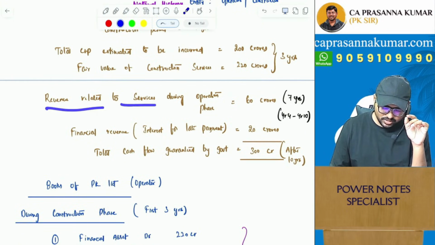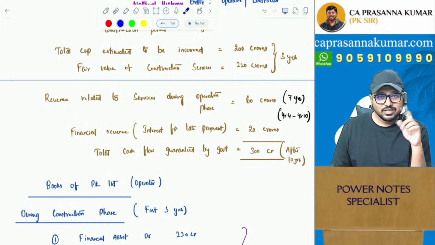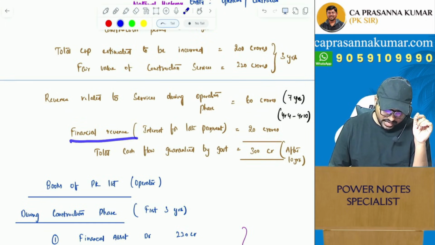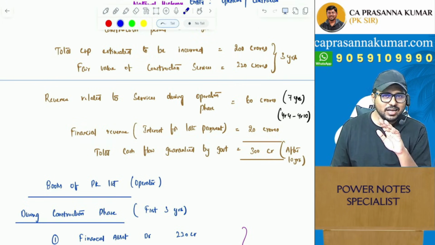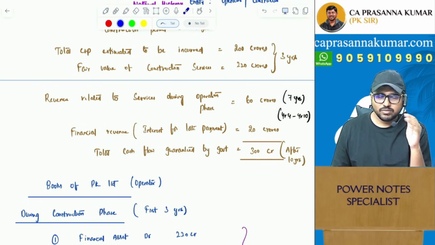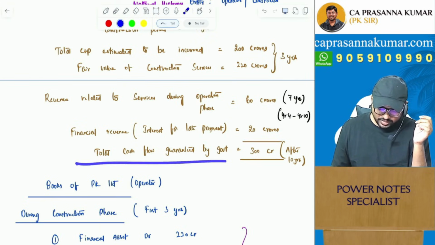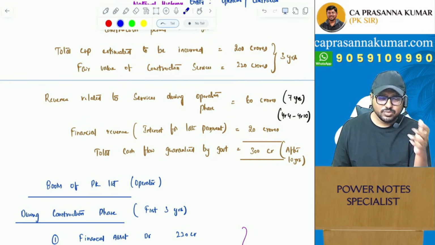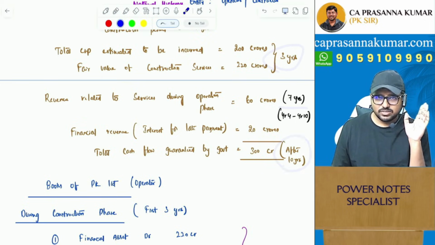Revenue related to the services during operation time is 60 crores, and that will be for a 7 year period, paid by the government. Financial revenue is nothing but interest for late payment, because it is the government or the grantor. You will never get your money on time, so they will always delay, and once they delay, they'll also have to pay you interest. So the total cash flow generated by the government is 300 crore, which has to be paid to the entity eventually after 10 years: 3 years for construction, 7 years for maintenance. Clear? Which means you will be operating.